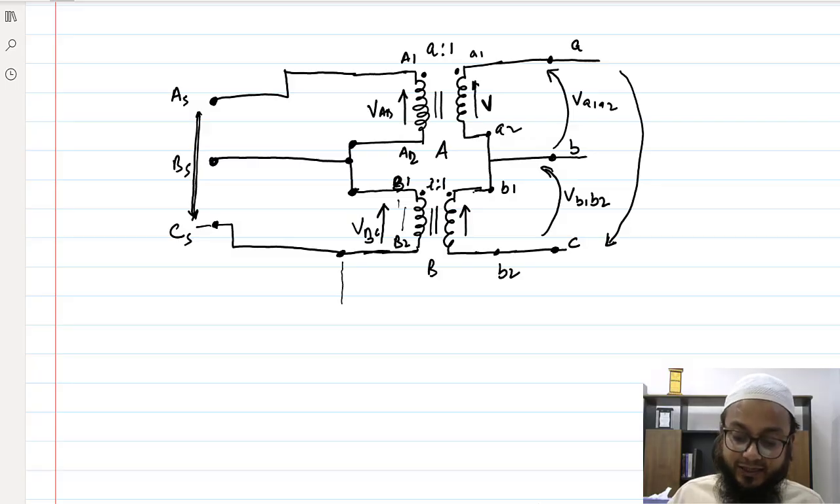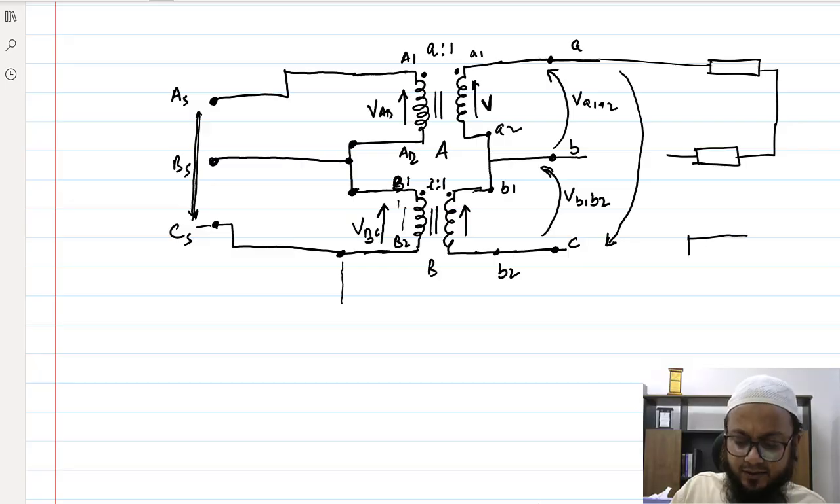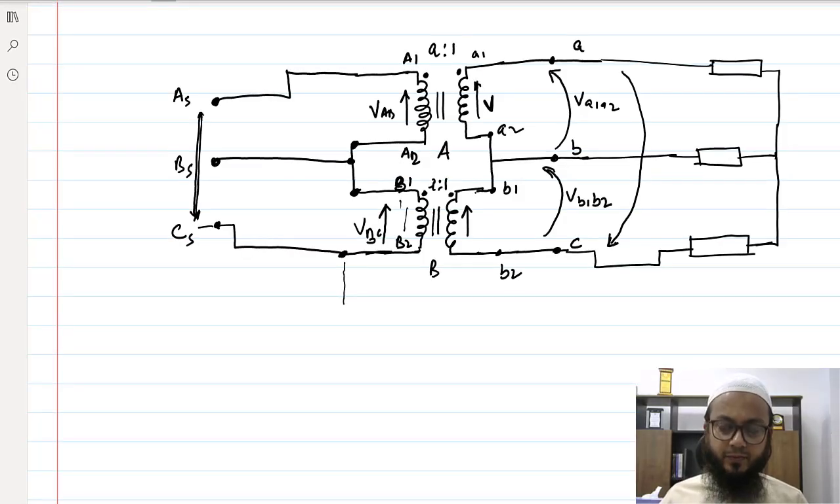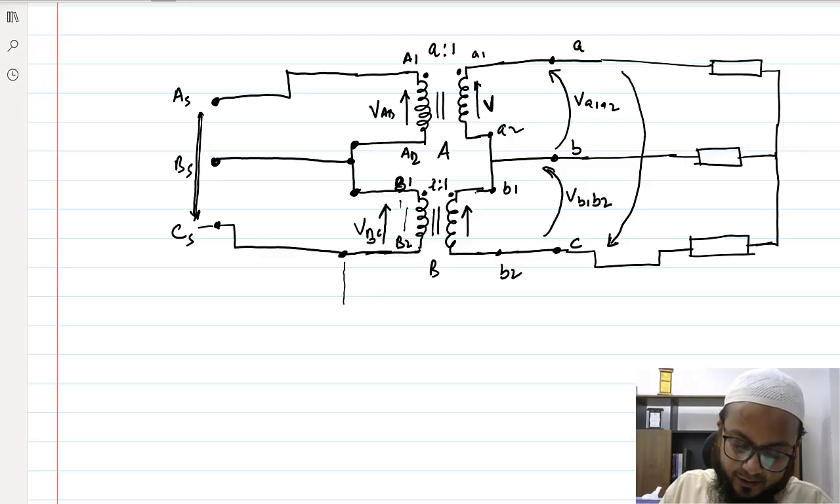Let's see how much. What is the power handling capacity of this? Let's say it is connected with a star network load, just to make the analysis a little easier. Otherwise we can do it for the delta as well. So let's see how much power is actually sent to this load. Let's say this is the phase voltage which is appearing at the secondary of it, and this is the current which is coming out of it, IA. And this is IB here, and this is IC.